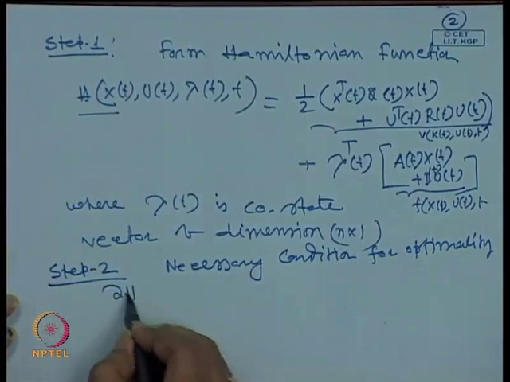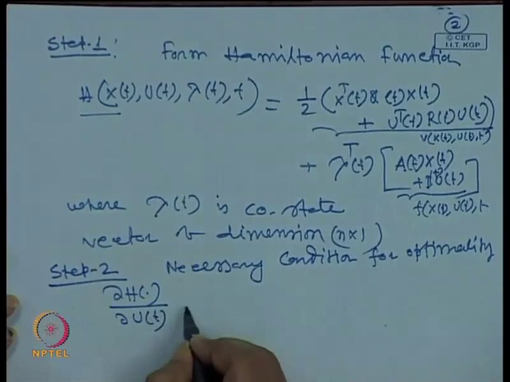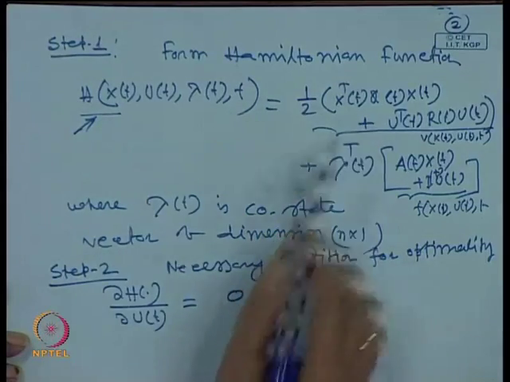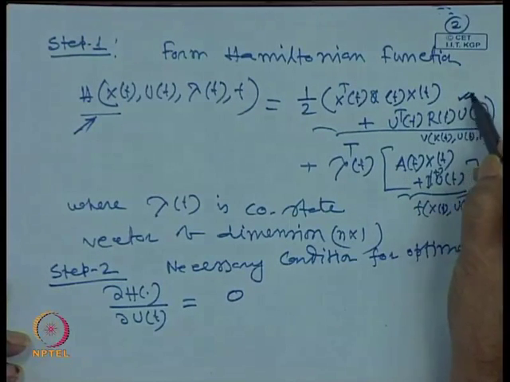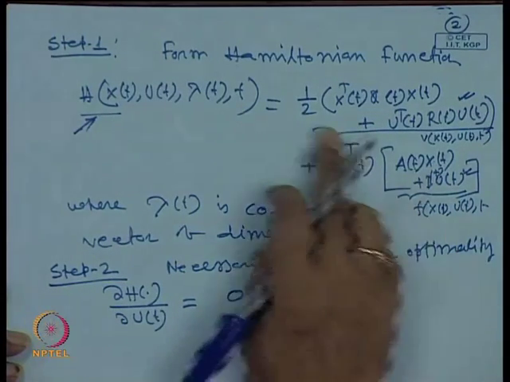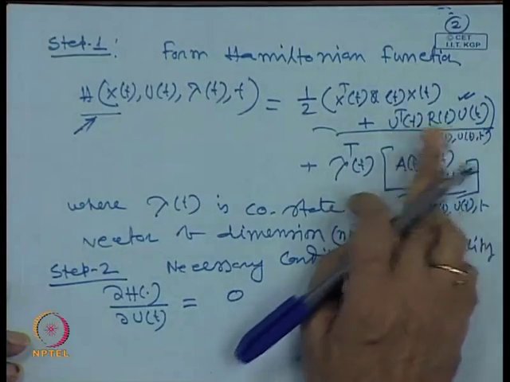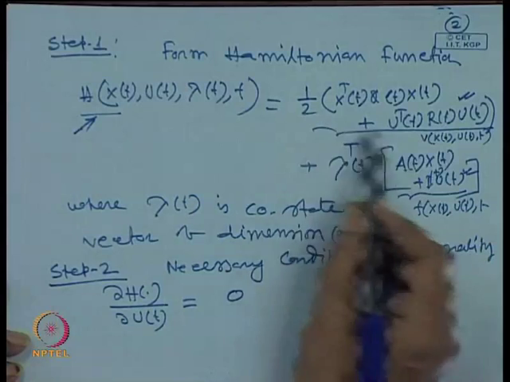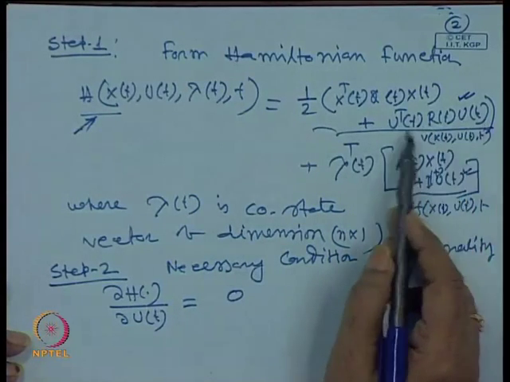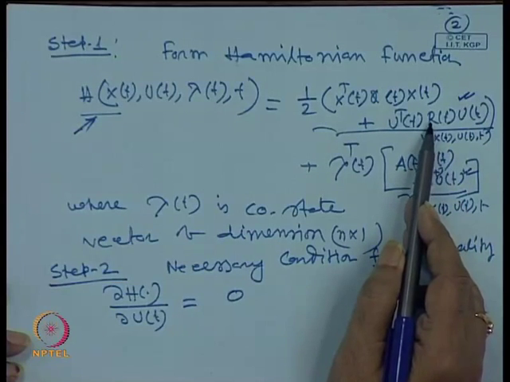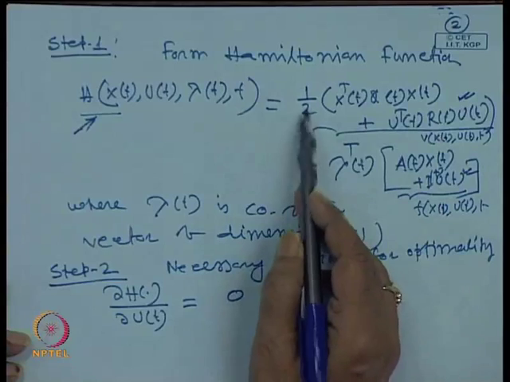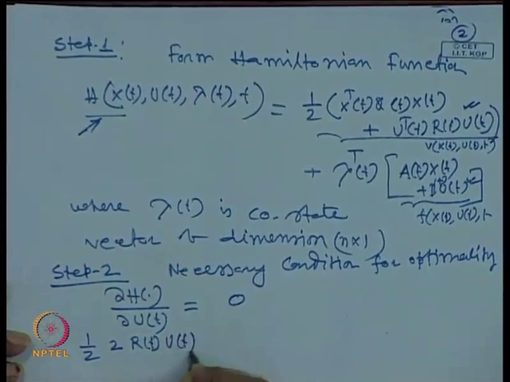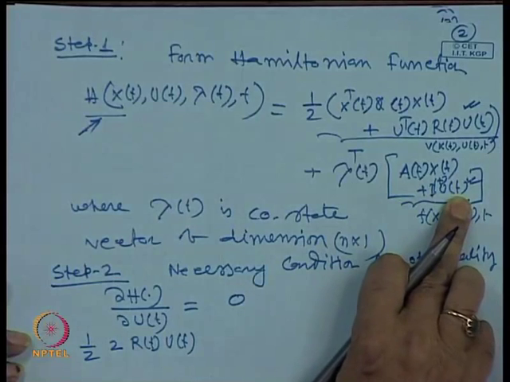So, what is the necessary condition? Del H del u of t is equal to 0. So, what is del H of del u? This is del H with respect to u. So, the u term is involved here and u term is involved here, and we know that if you have x transpose P x, and you differentiate with respect to the x vector, then the result is twice P x. So, I will just apply that one, u transpose R(t) u(t), differentiating with respect to u(t), that result will be twice R(t) u(t). So, this twice and half will be cancelled. So, I am getting twice R of t u of t from this part. Again, there is a function of u of t here.